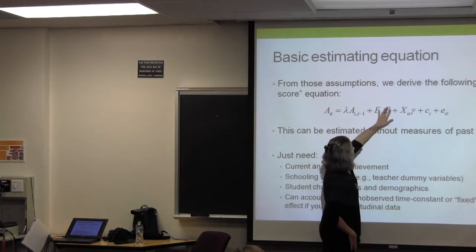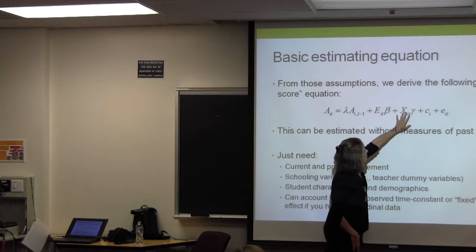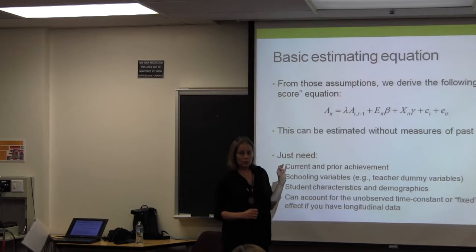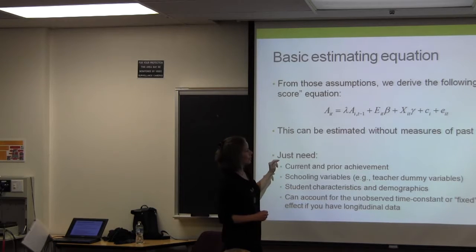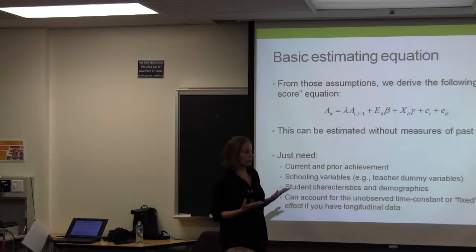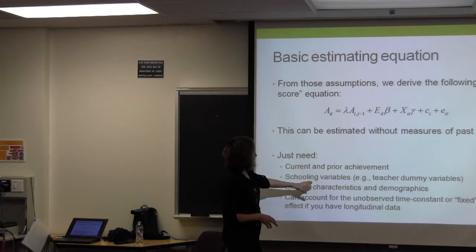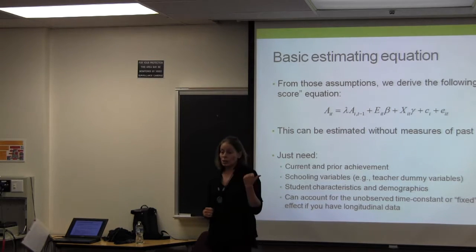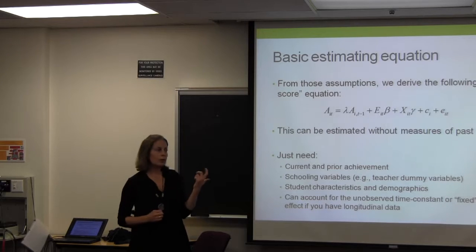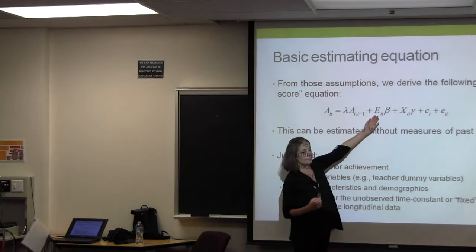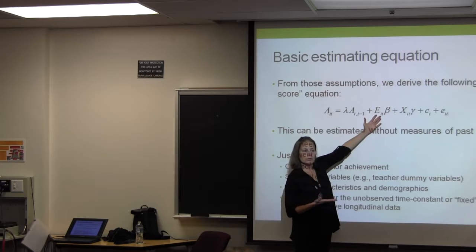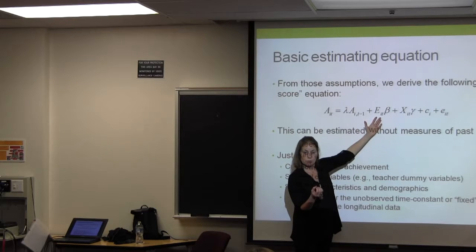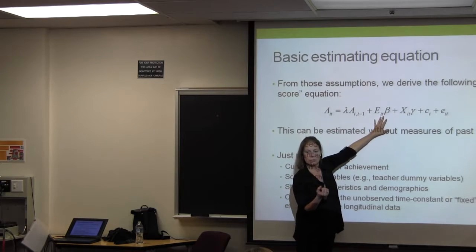And then you've got your set of educational inputs here, and you've got your family inputs. You can now estimate this with those assumptions, particularly that geometric distributed lag assumption. You can estimate this without any measures of past inputs. So at least you can do it. You just need current and prior achievement and these kinds of schooling variables. And in the teacher effectiveness value added, what are the variables we want here? Well, we want teacher dummy variables or some kind of teacher variable as an exposure to particular teachers, some kind of variable identifying different teachers here.